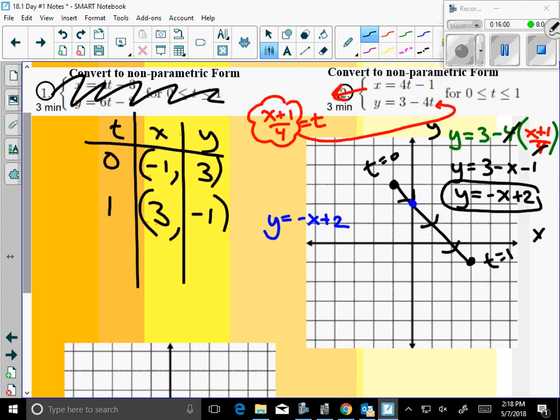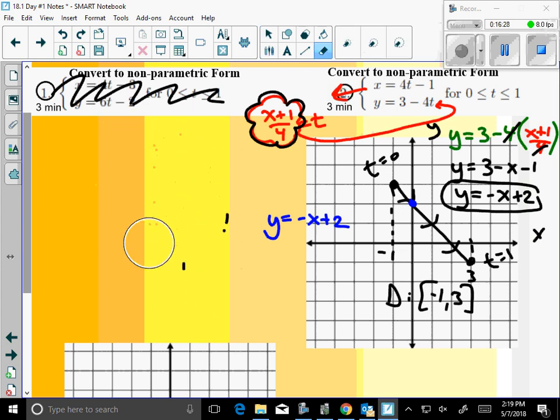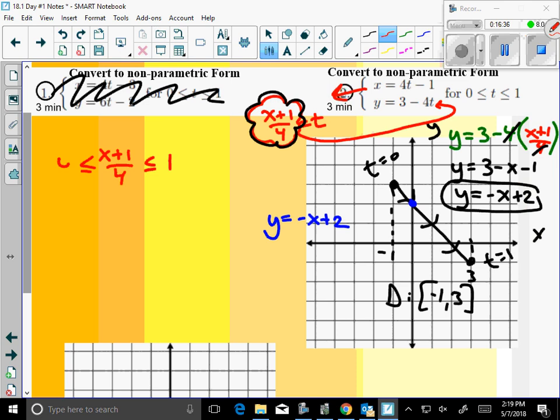Okay, so domain, you might just look at it and say, well, obviously it goes from negative 1 right here up to 3 right here. So yeah, sure, the domain is from negative 1 to 3, inclusive on both ends. You're absolutely right. Sometimes it won't be so clear. So what you'll want to do is take what t equals and put those same parameters on it that we have on t. So I would take that x plus 1 over 4 and put it between these two values.